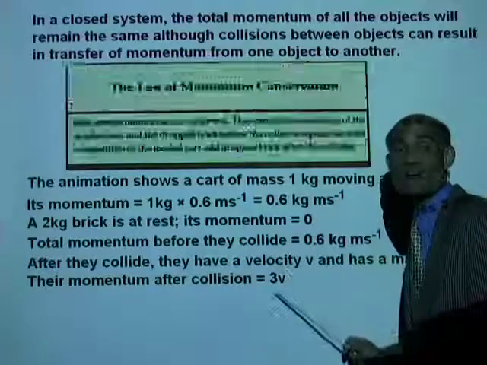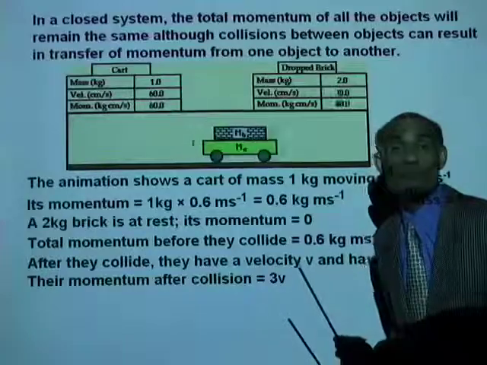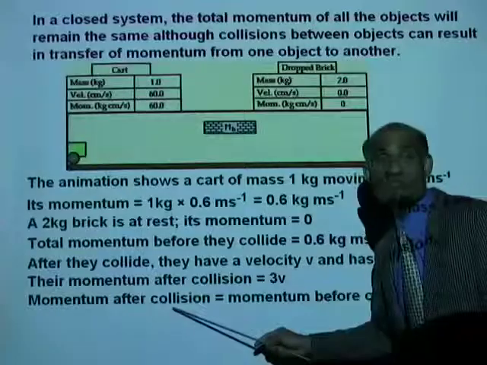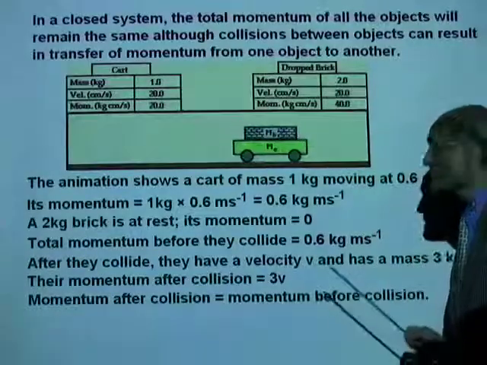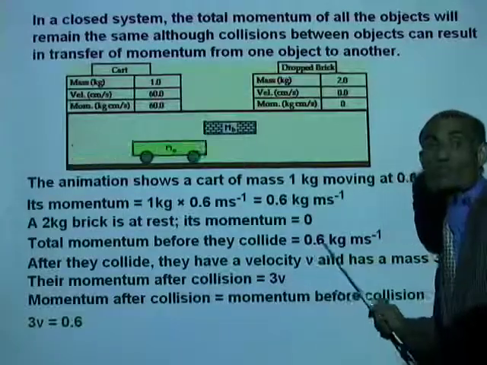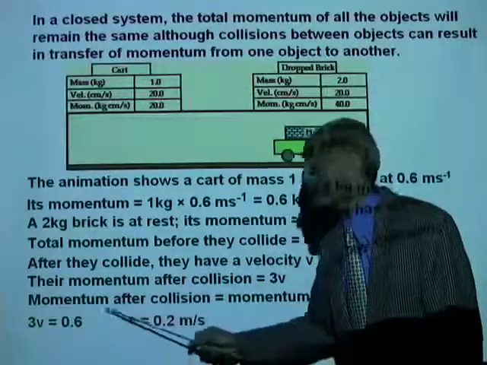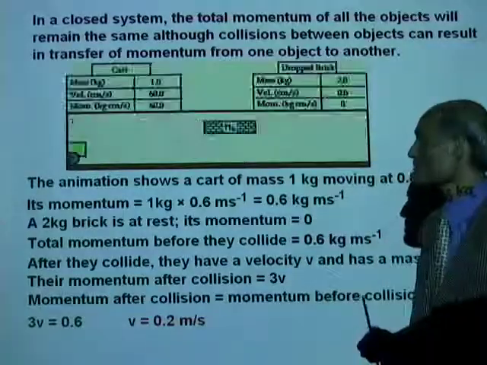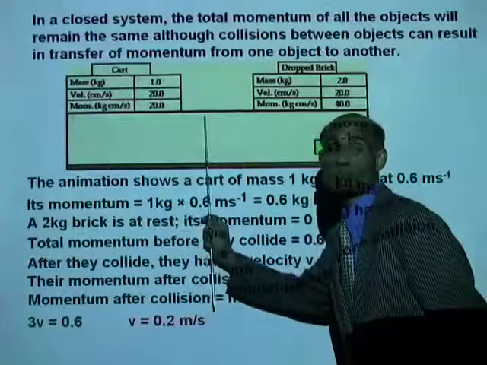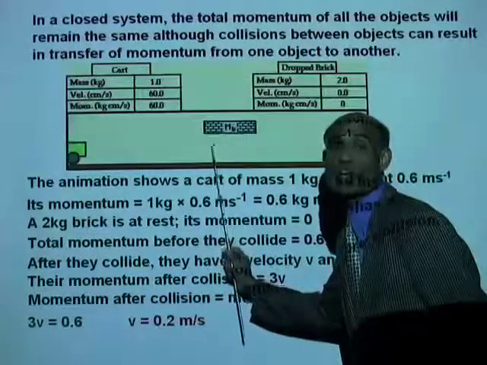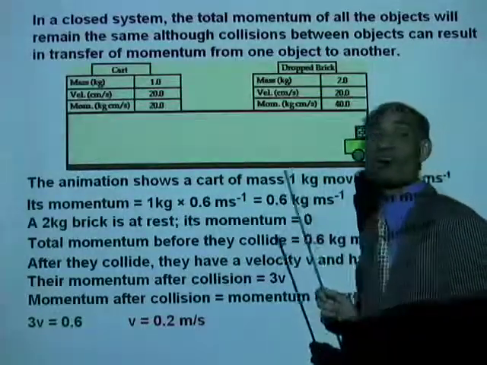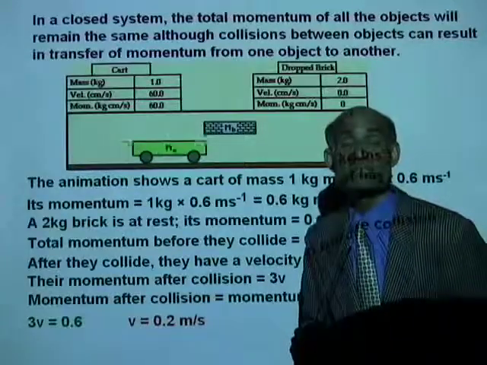That means we can now use the conservation of momentum to figure out that v. How? Momentum after collision equal to momentum before collision, which means 3v equal to 0.6. Therefore, v equal to 0.2 meter per second. That means after the brick has been deposited, the car and the brick as a system will move with the velocity of 0.2 meter per second.